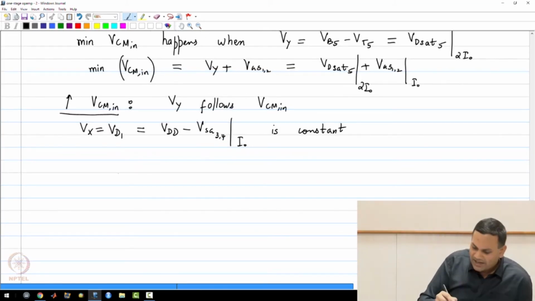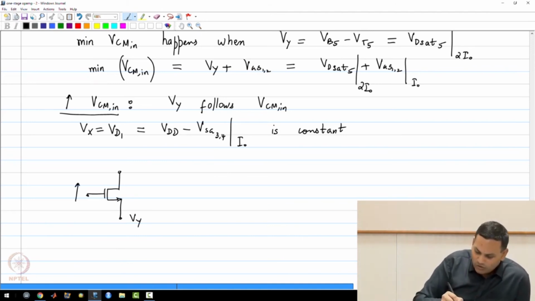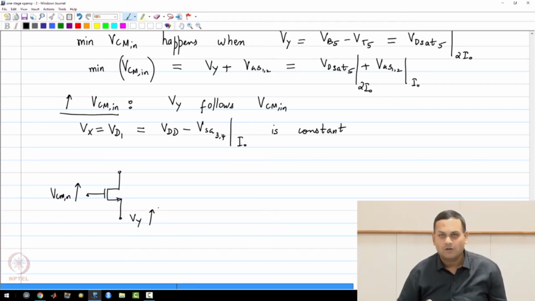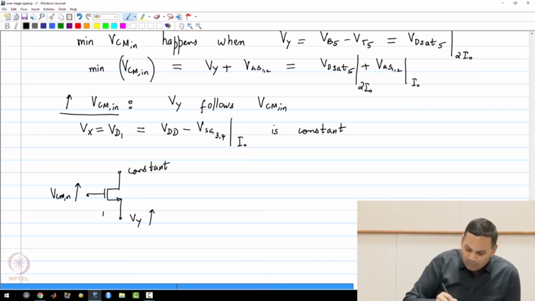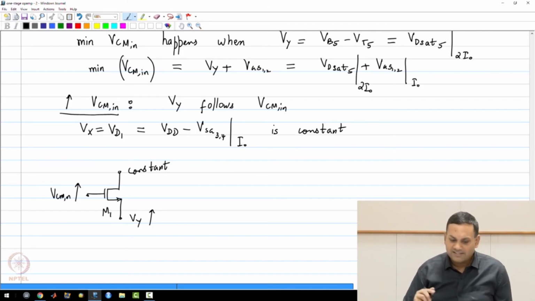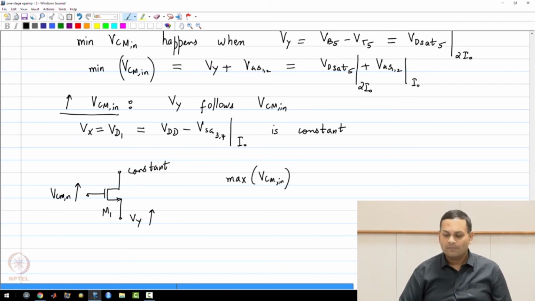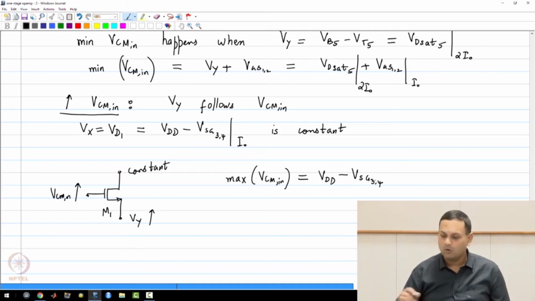And now you have a situation where for transistor M1, I have the three voltages. The gate voltage is VCM in, which is increasing. Vy is also increasing at the same rate so that it maintains a constant VGS. But this voltage is constant. Therefore, eventually, transistor M1 will hit the edge of the triode region. And this tells us that the maximum value of VCM in the input common mode will happen when M1 is at the edge of triode region, and that will happen when the gate voltage is exactly one threshold voltage above the drain. So that will be VDD minus VSG34 plus VT1.